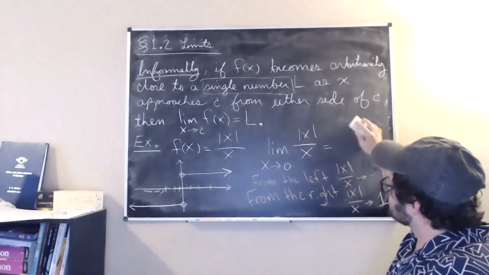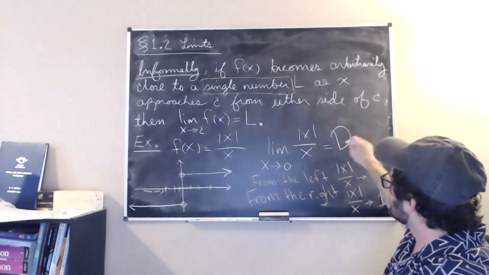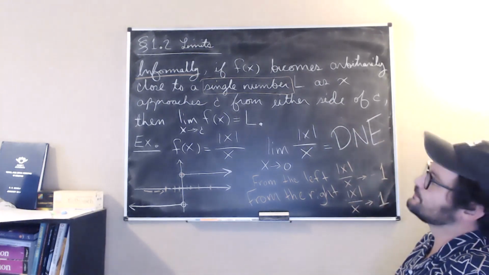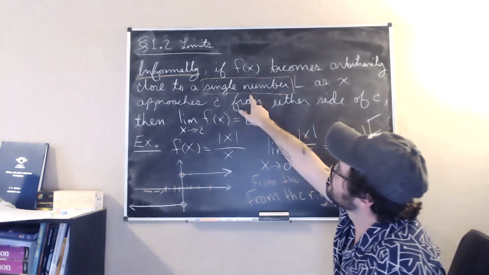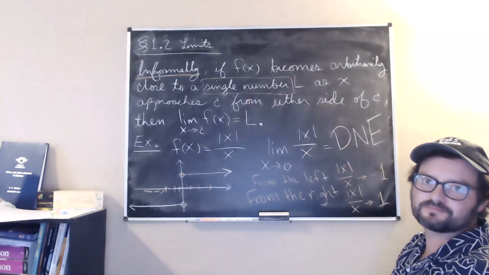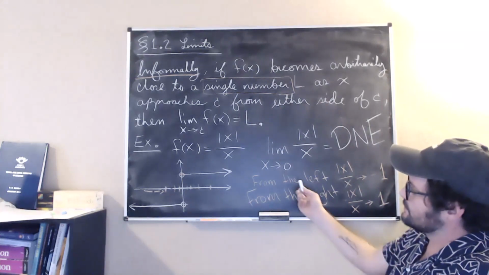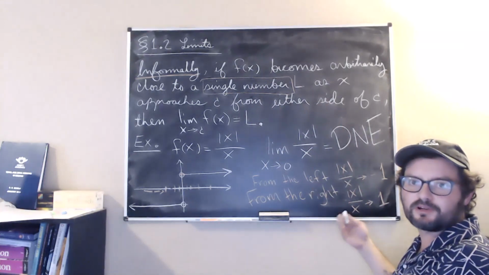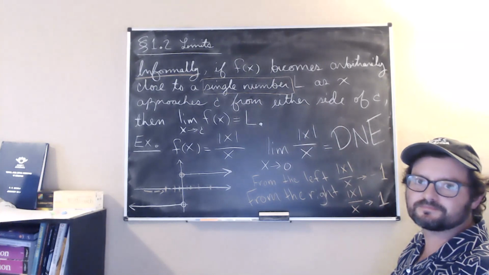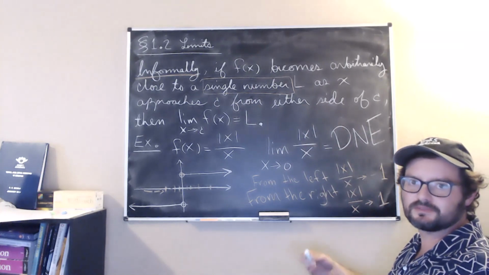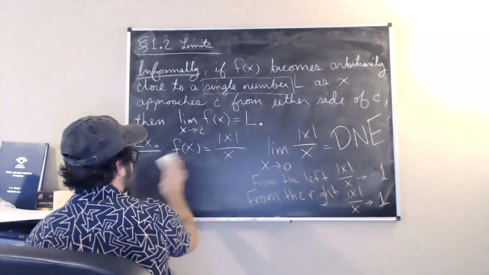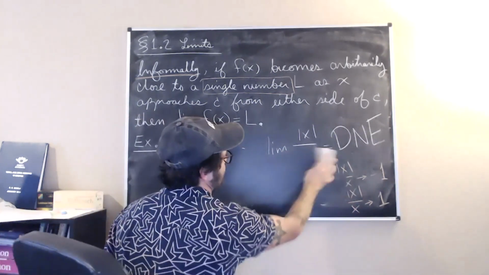So again, this is a case where this limit is not going to exist. If you look at the informal definition of the limit, it has to approach a single number from either side. As we're approaching 0 from the left, it goes to -1. If we approach 0 from the right, it looks like it's going to +1. These are two different numbers, so the limit doesn't exist. Does that make sense a little bit? Okay. All right, so let's look at another one.